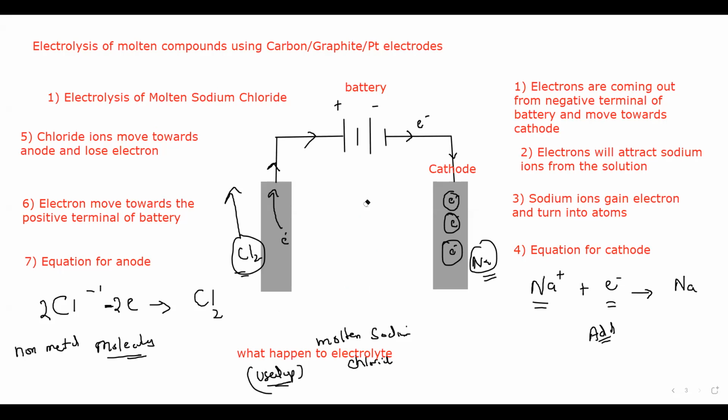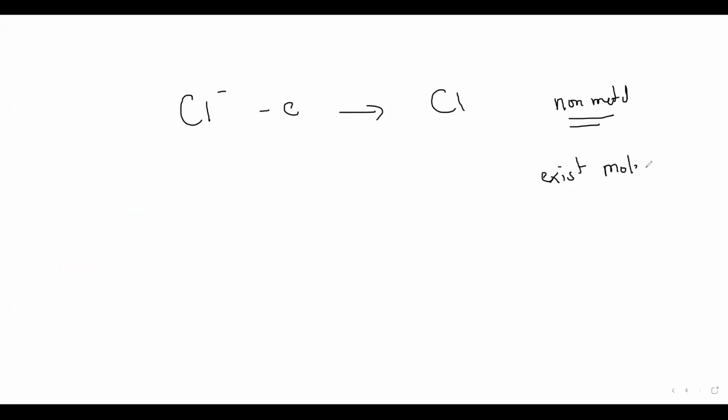Yeah, we are talking about the ions. Electrolyte means ions. Why are we writing 2Cl? Why not only one? As I mentioned, one chloride ion will lose one electron and it changes to a chlorine atom. But because chlorine is a non-metal, and the non-metals exist as molecules, when two chloride ions are there, they will lose two electrons and turn into a chlorine molecule.